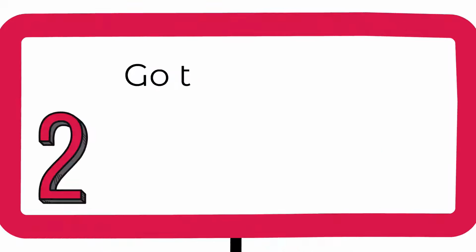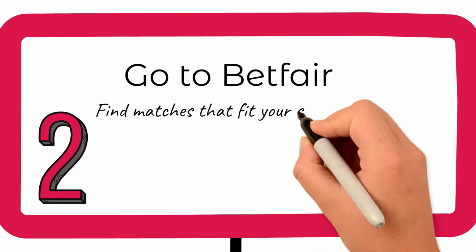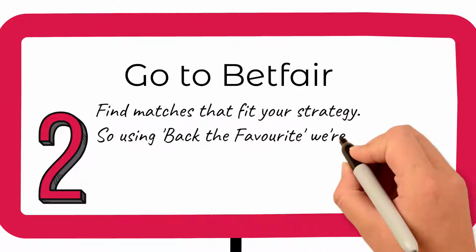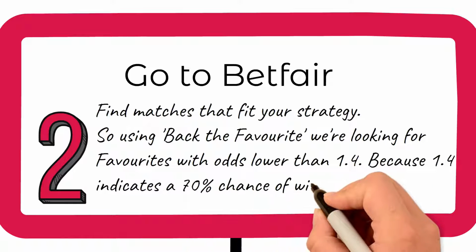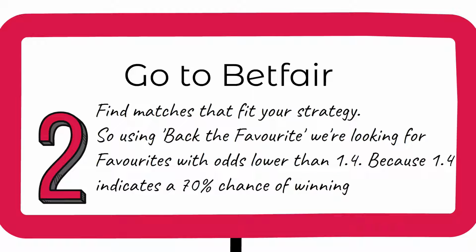Next, you go off to BETFAIR and you find the matches that fit your strategy. So with this one, we're looking for favorites with odds lower than 1.4. If you remember, it's because 1.4 is indicative of a 70% chance of winning. That, I have to say, is quite an arbitrary figure. I went with 70%. You may want to go with a higher percentage, let's say 80 or 85, and convert that back into the odds so that you're looking for the right matches.